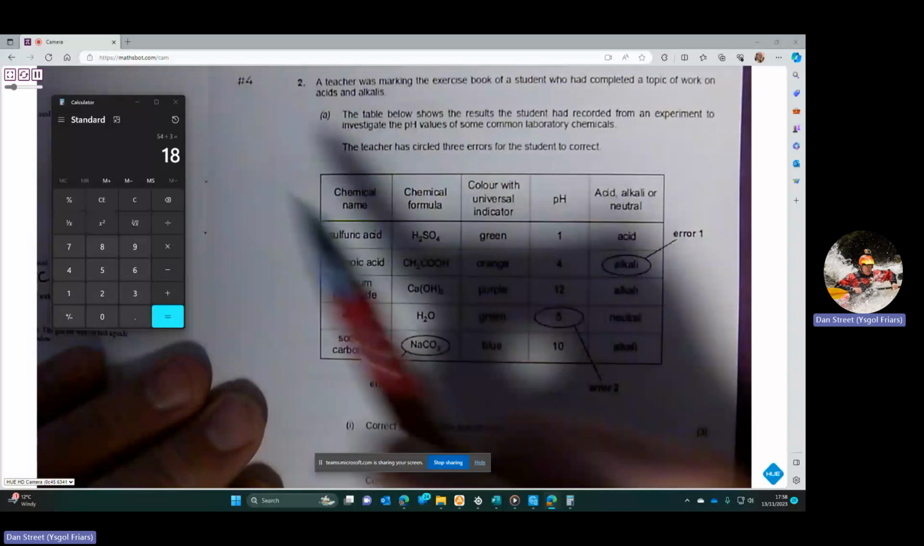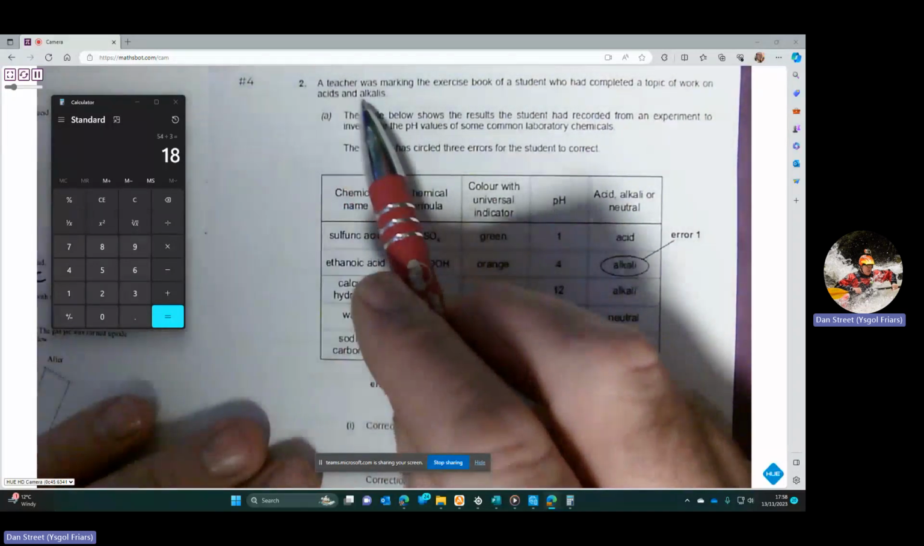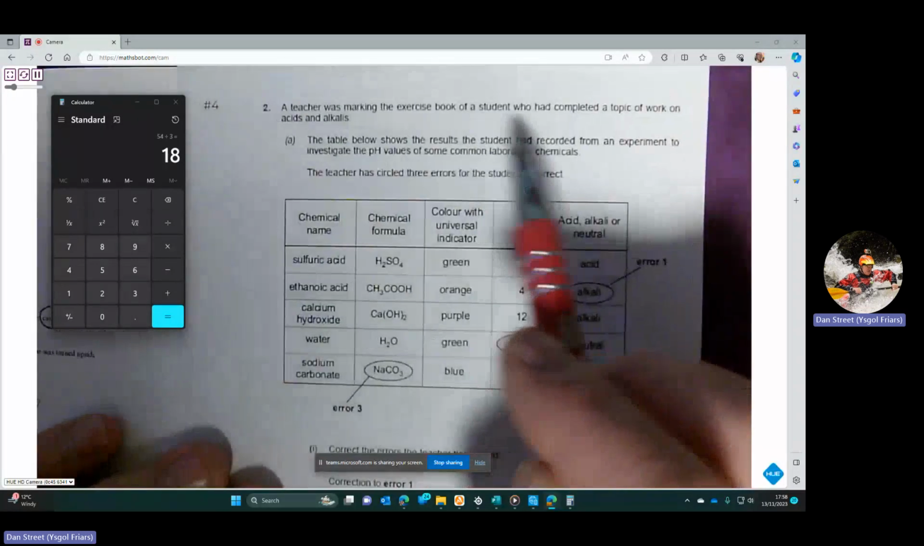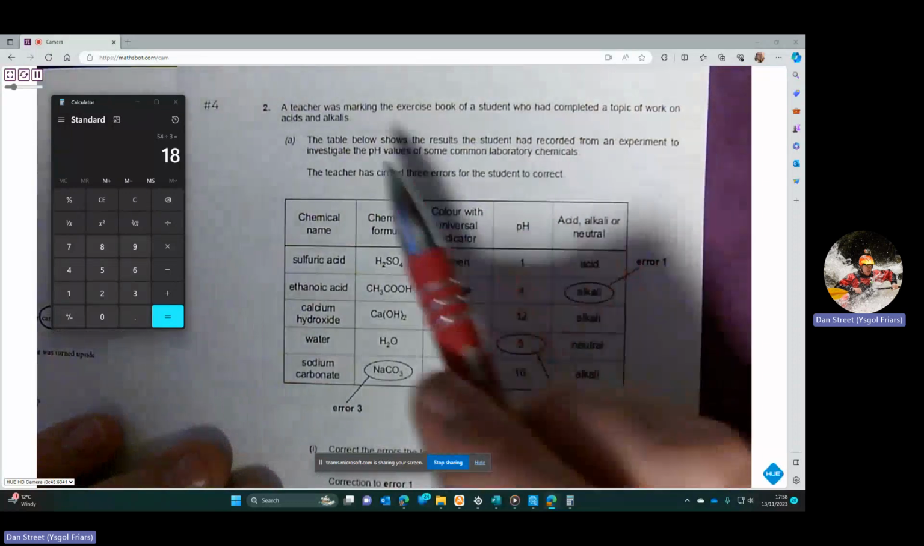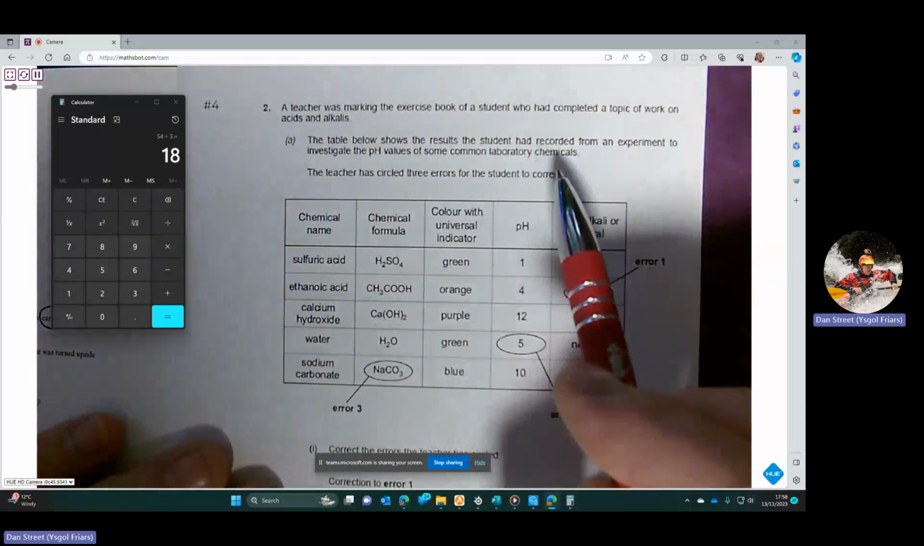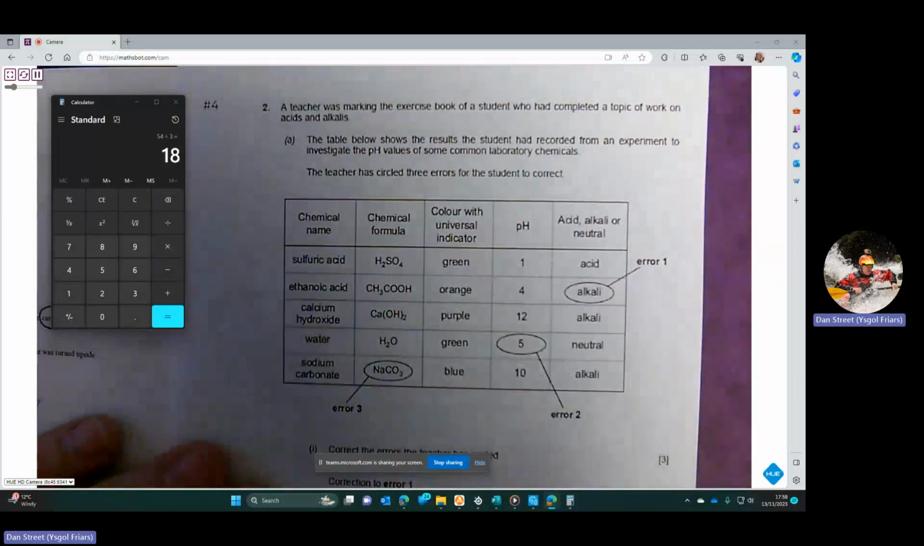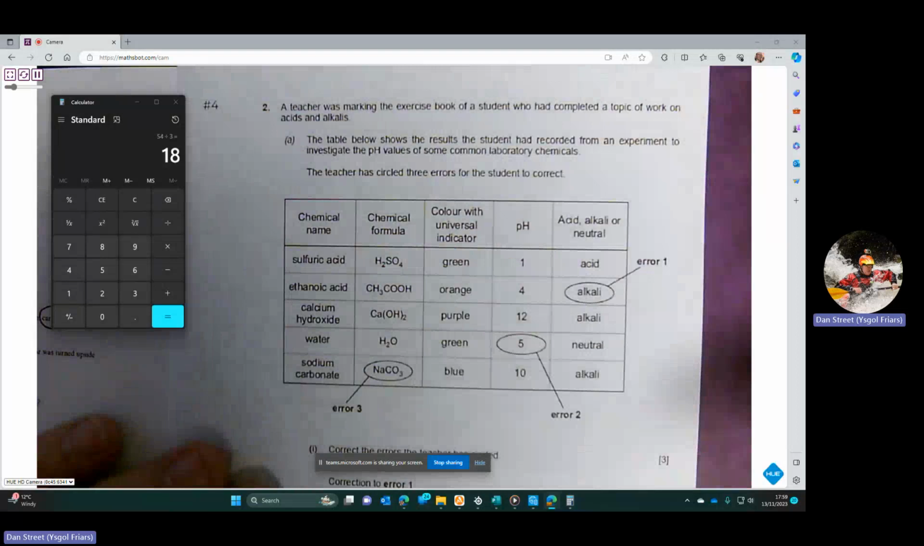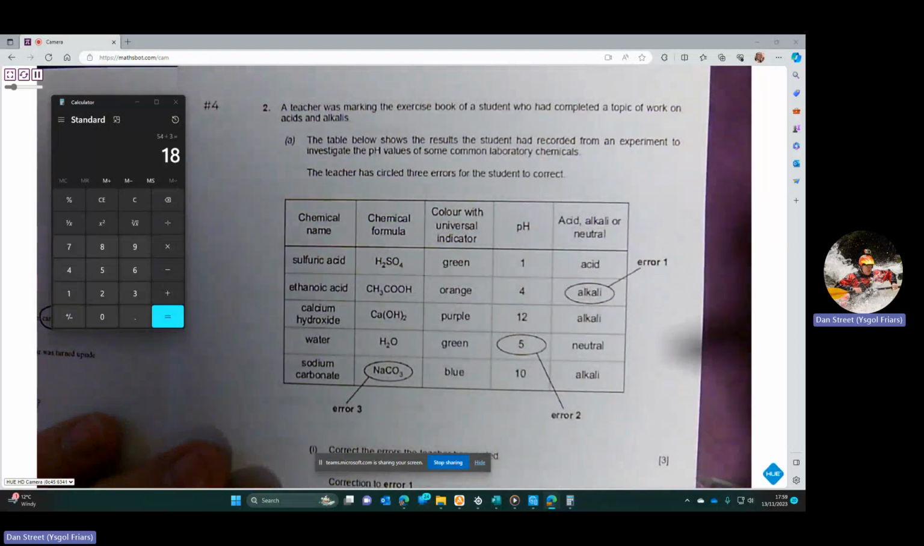Okay, here we have question number 4. A teacher was marking the exercise book of a student who had completed a topic of work on acids and alkalis. The table below shows the results the student had recorded from an experiment to investigate the pH values of some common laboratory chemicals. The teacher has circled 3 errors for the student to correct.